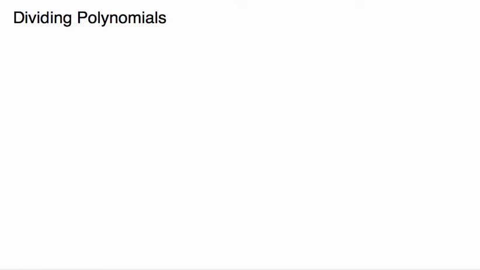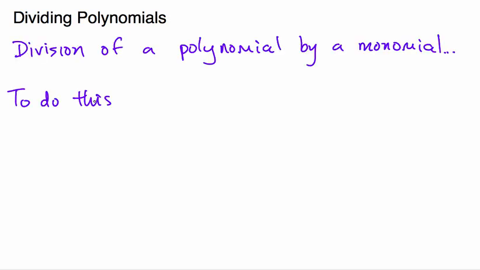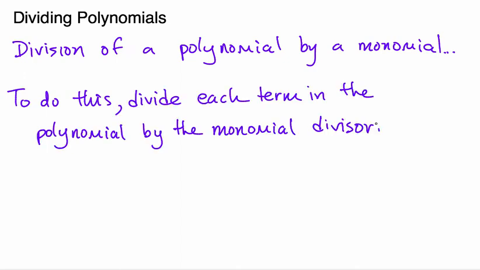Okay, let's take a look at division of polynomials today. First, we'll take a look at divisions of polynomials by monomials. To do this, there's basically just one step. You divide each term that's in the polynomial by the monomial divisor. Again, this is way easier to see with an actual example.